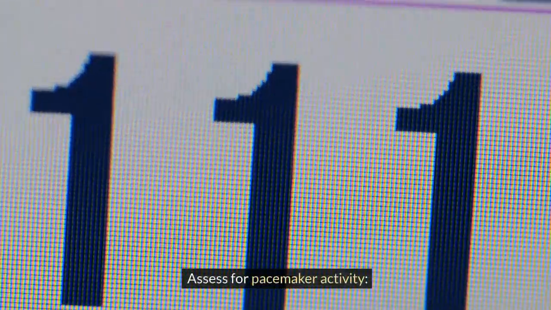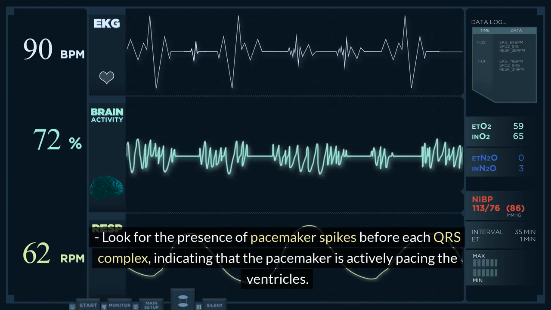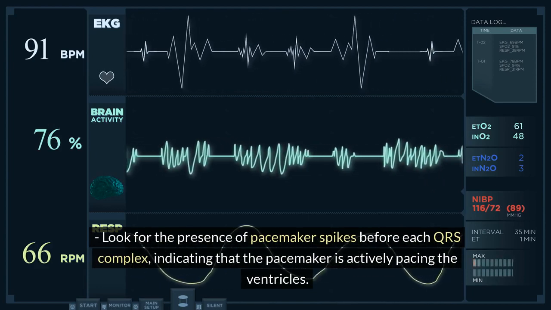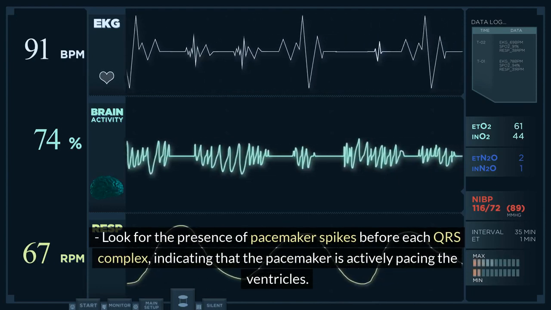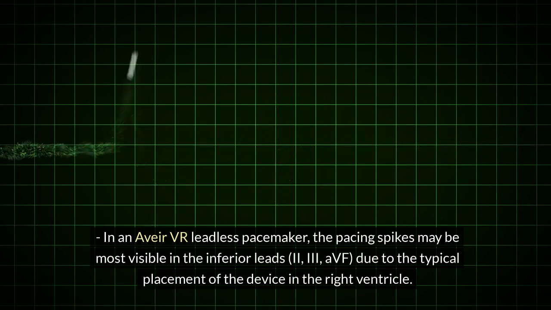Assess for pacemaker activity. Look for the presence of pacemaker spikes before each QRS complex, indicating that the pacemaker is actively pacing the ventricles. In an Aveir VR leadless pacemaker, the pacing spikes may be most visible in the inferior leads, 2, 3, aVF, due to the typical placement of the device in the right ventricle.